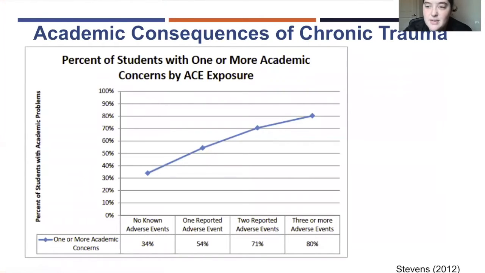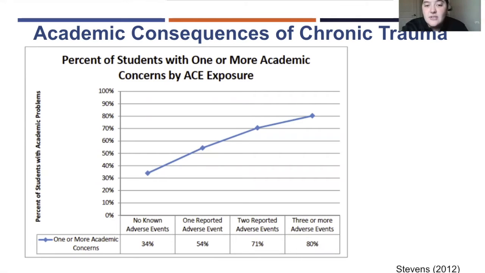Trauma or chronic trauma exposure can negatively impact a person's ability to learn. So there have been studies that demonstrate the impact of what we call adverse childhood experiences, or ACEs. That just refers to a traumatic event. So there's been studies that demonstrate the impact of those ACEs on academic concerns.